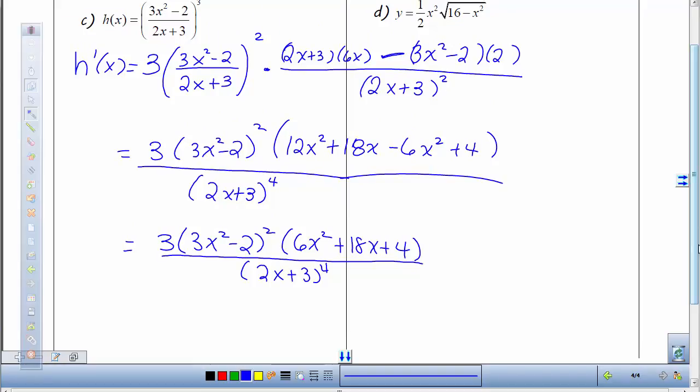Okay, because there was a second power here, and so this would become on the bottom 2x plus 3 squared. Right. And so we had 2x plus 3 squared on both sides, so it became to the fourth. Other questions? All right, very good. So that was C.